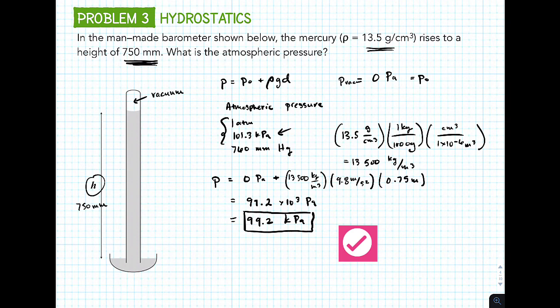So is this a lower pressure than our atmospheric pressure in kilopascals? Absolutely. This is smaller than 101.3. So that means we probably did this correctly. We've checked our answer, and we're done.